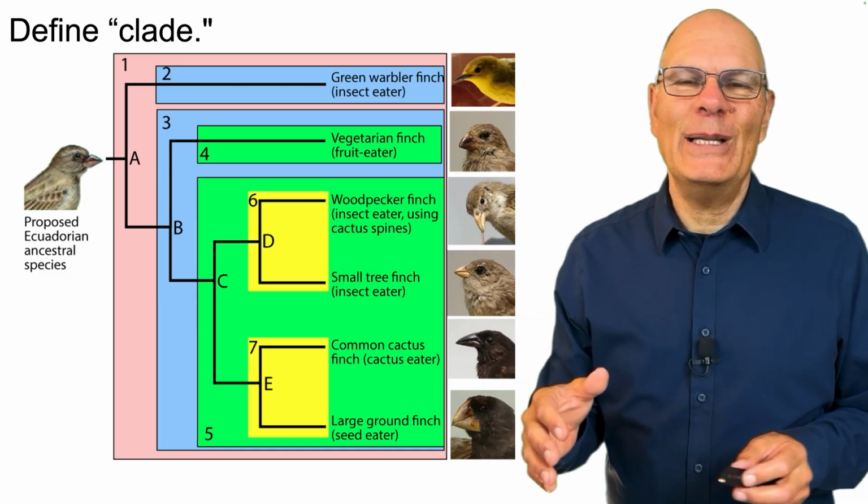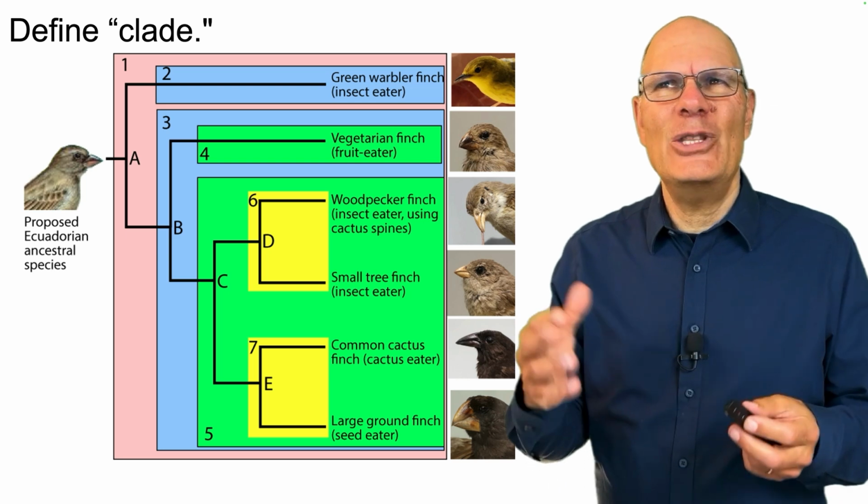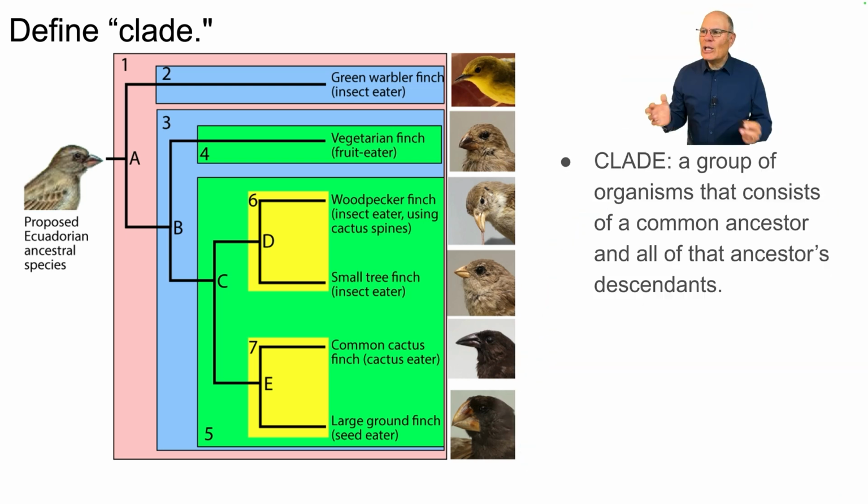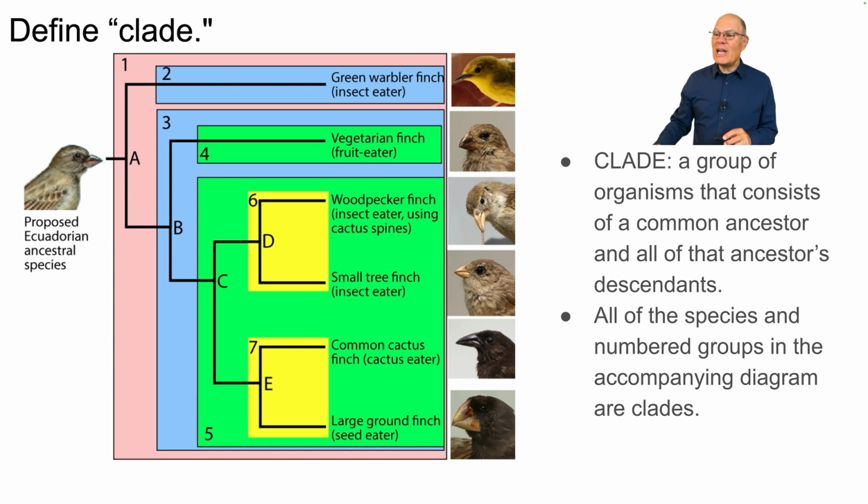Define the term clade. Clade is an incredibly important biology term that's not known to the general public, but now you'll know it and you'll be able to explain it to people. A clade is a group of organisms that consists of a common ancestor and all of that ancestor's descendants. In this diagram, all of the species and all of the numbered groups are clades. So, down here, the large ground finch, that's a seed-eating finch in the Galapagos Islands, that's a clade.